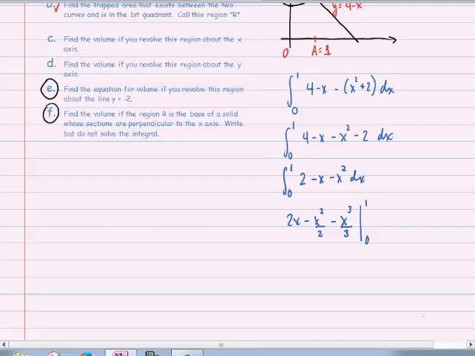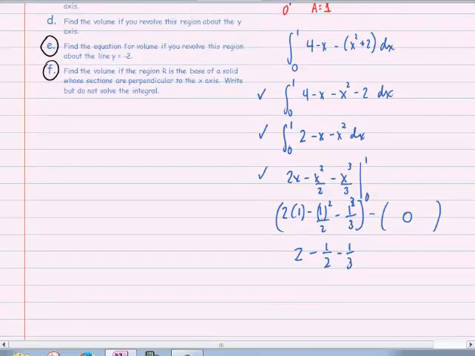Okay, so you should see the steps here. I simplified the integrand, and then I had to integrate it. Now I need to plug in 1, so I'll plug 1 in for x, and I'll subtract everything with a 0 plugged in, and that's just going to be 0 in this case. So we end up having 2 minus 1/2 minus 1/3, which will end up being 1 and 1/6 when you do all the fractions. So that's for part B.